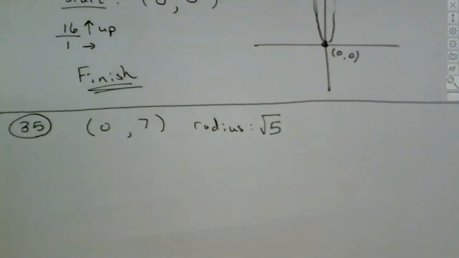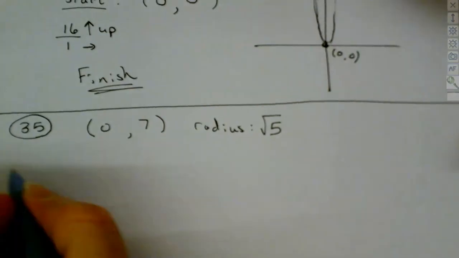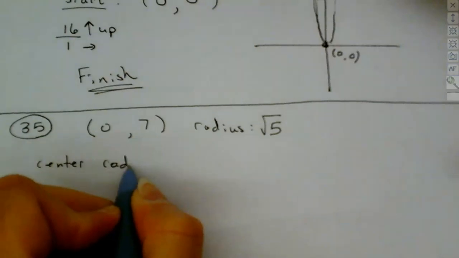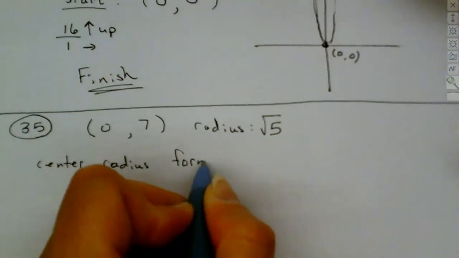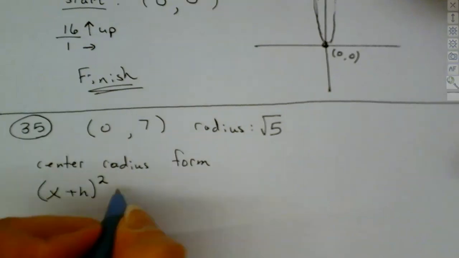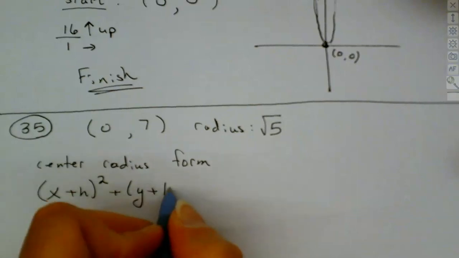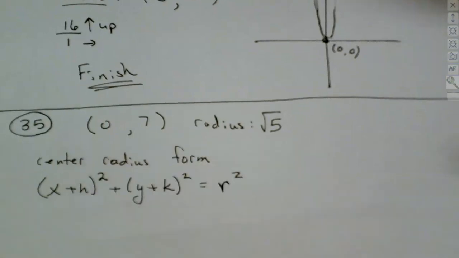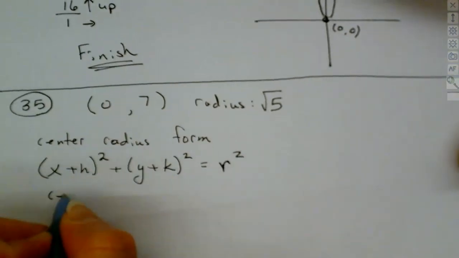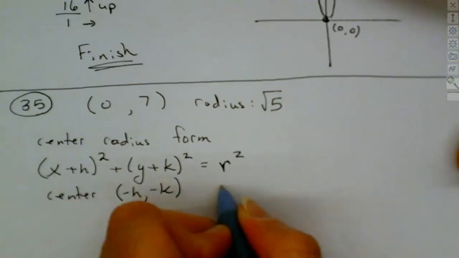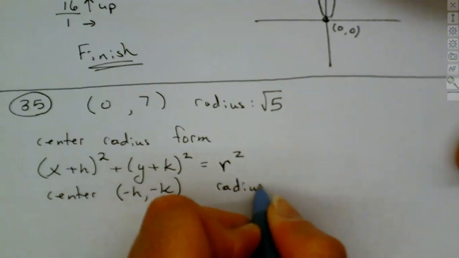I want to write this in the center radius form. So what is the center radius form of a circle? Let's write up our formula. Okay, we've talked about it many times. You're correct. It's x plus h, quantity squared, plus y plus k, quantity squared, equals r squared, right? And what is your center? Center is minus h, minus k, and your radius is r.